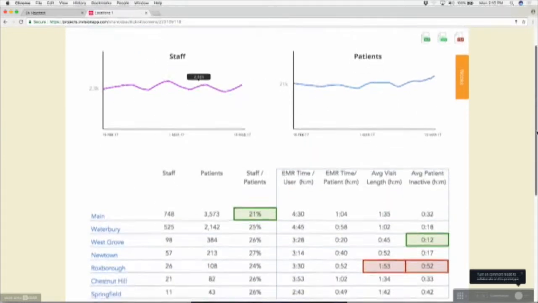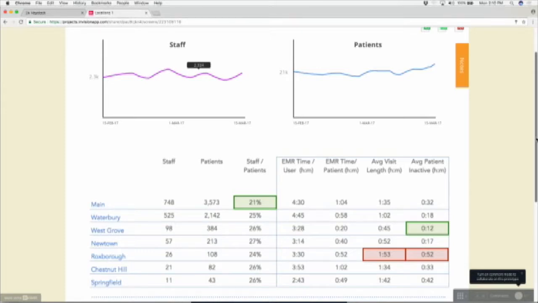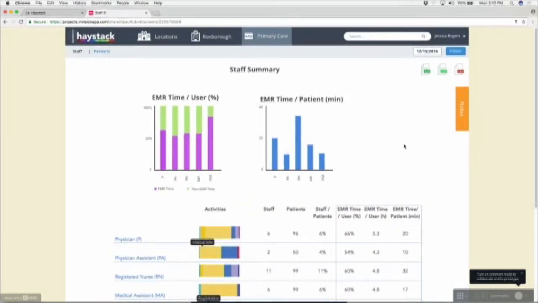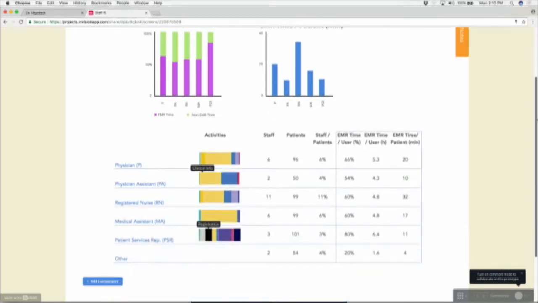So if you look at this health system here, for example, on the left you'll see a listing of locations. On the right-hand side you'll see a green marker, which represents above average performance. In red you'll see below average performance. And we can see here at Roxborough, the average visit length time for patients is above average, as well as inactive time. So I'm going to click into it, and for time's sake, I'll click into primary care. And what you can see here is each individual's role within that primary care specialty at Roxborough. We can see how they're staffed, and the colored bar next to each role represents the individual average workflows of those employees within that role.